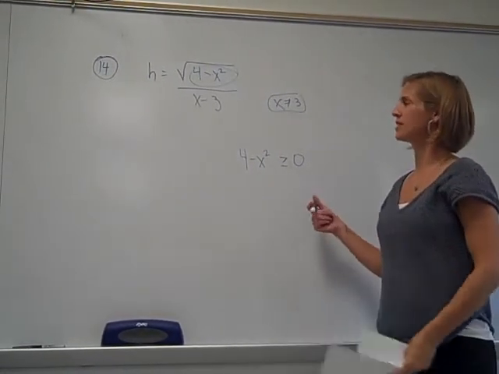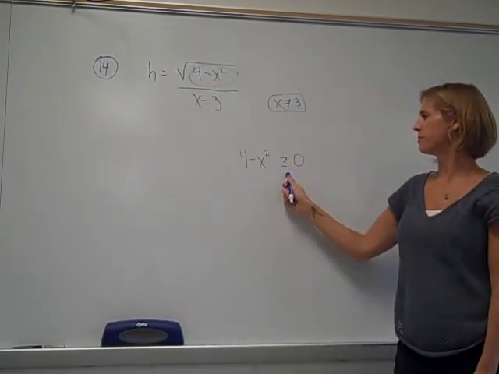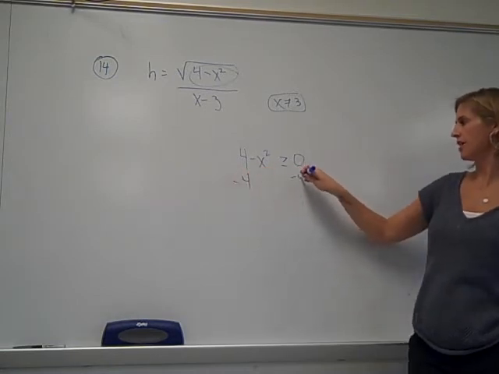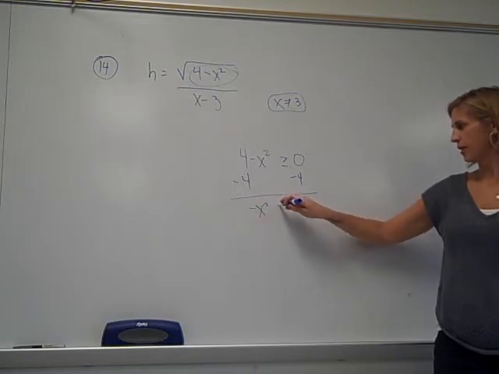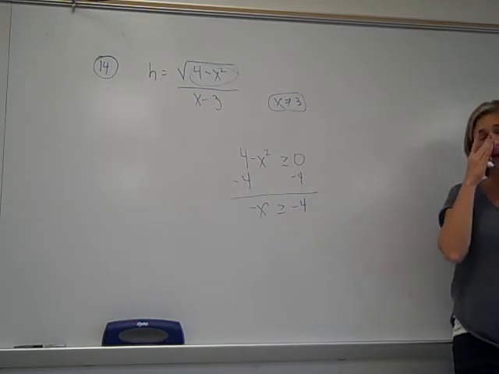Okay, so number 14, this is from the homework. The thing under the square root has to be bigger than or equal to 0, so I set this up. And I just start solving it as if it's an equation. And I have negative x squared is greater than or equal to negative 4. And then I divide both sides by negative 1 to get rid of that.